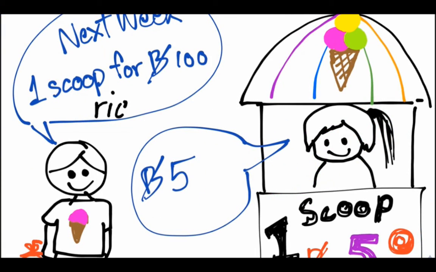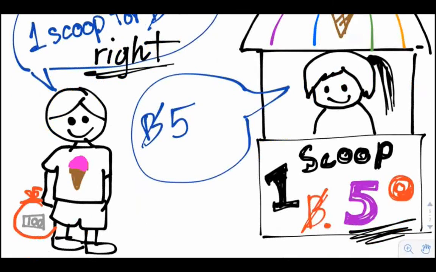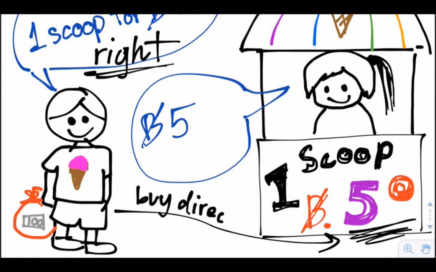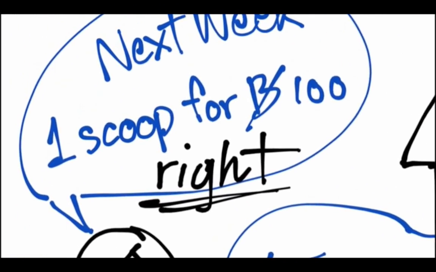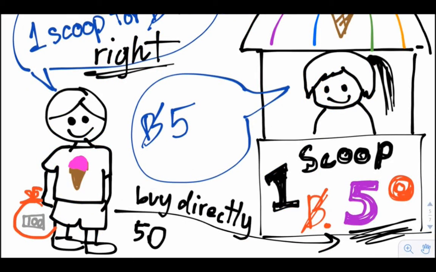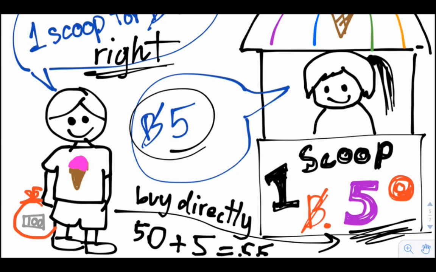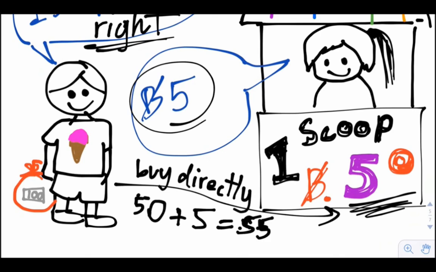Remember that option is the right, not an obligation, so Mr. A doesn't have to use or exercise his call option contract. Mr. A can buy a scoop of ice cream at 50 baht directly because it is cheaper than exercising the option and paying 100 baht for a scoop of ice cream. However, the total price that he paid for this scoop was 55 baht because of the 5 baht premium that he has already paid last week.